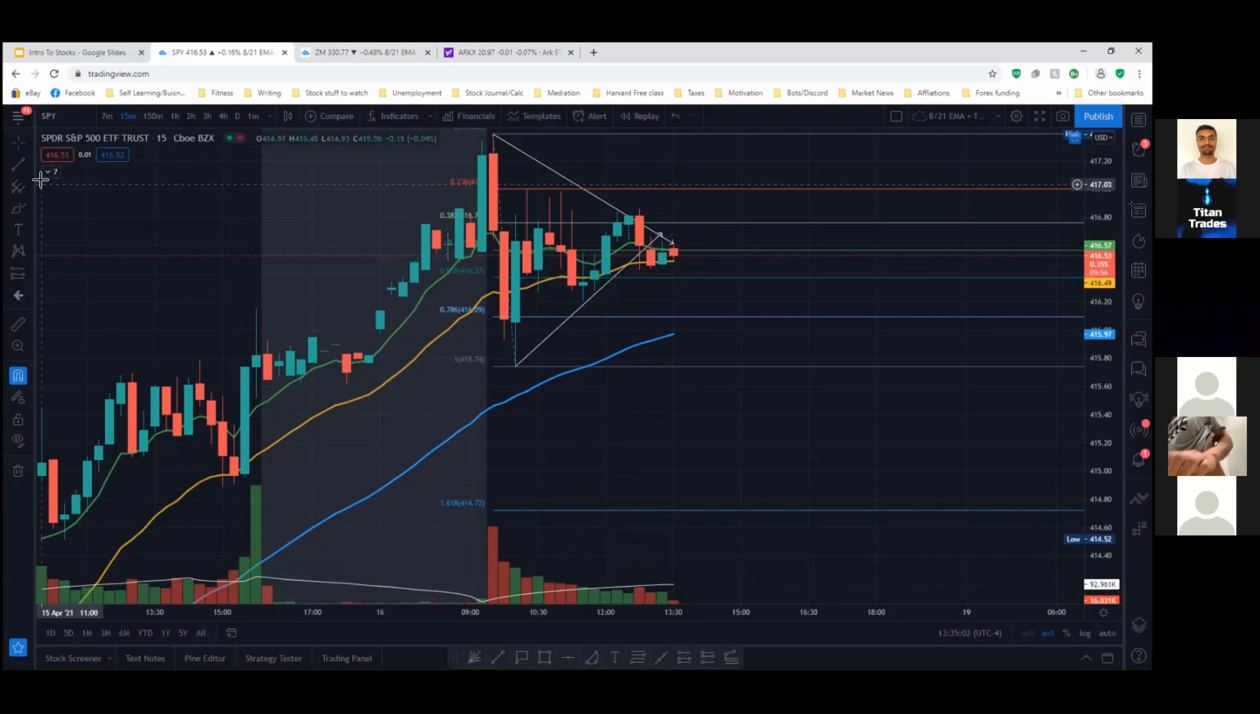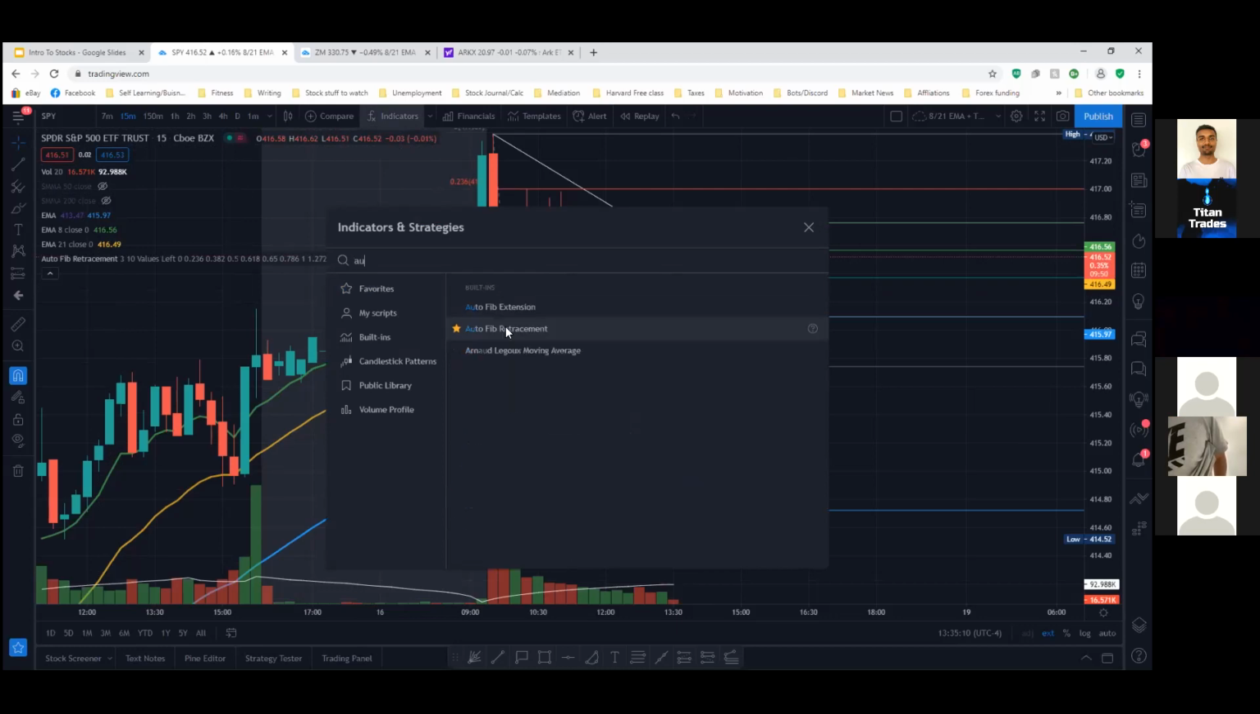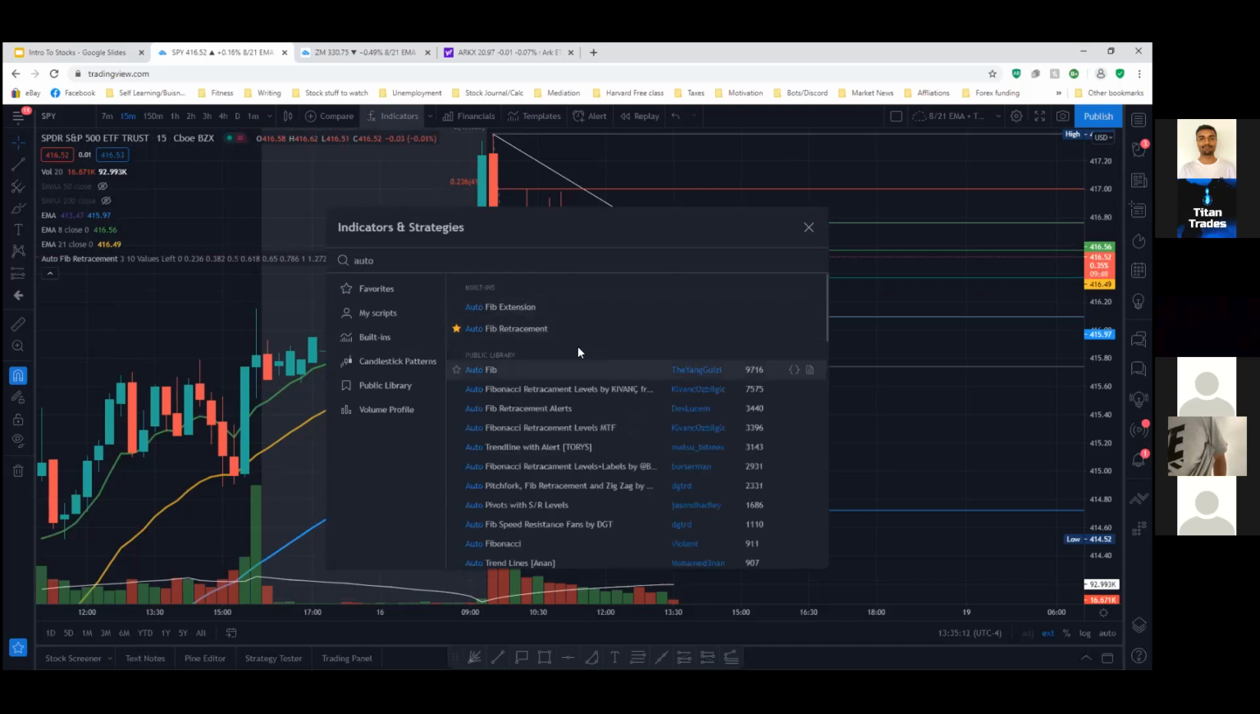How to turn on autofib. It's a script. You just search up autofib retracement, and it's like the second one you see, autofib extension and autofib retracement. And then what's the one that we do on TOS where you click from the lowest point to the highest point? Is that autofib retracement or is that extension? Do you know what I'm talking about? Yeah, I know what you're talking about.